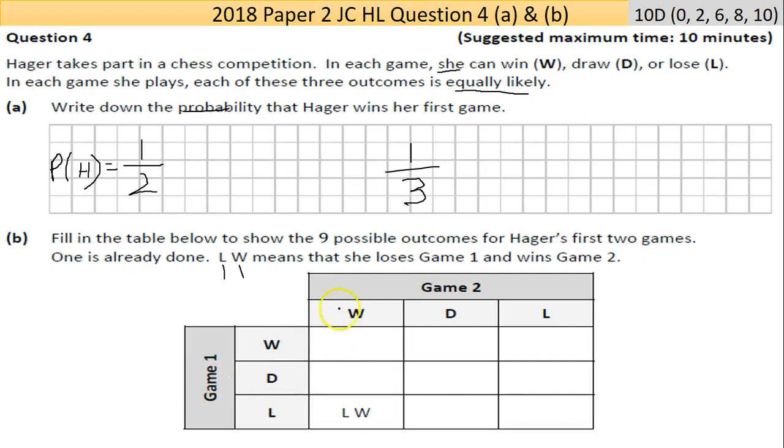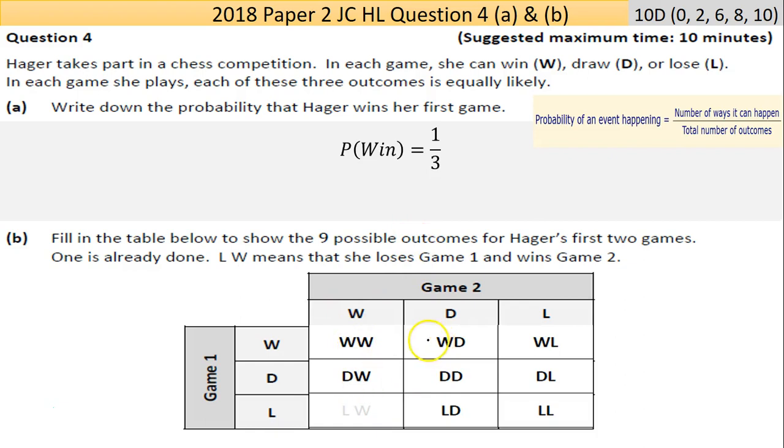So I'm just going to go to the answer and have them prettier. So you see here I have the formula for probability, but that's loss, win. Now that was the one we were given. So she could win game 1, win game 2, win game 1, draw game 2, win game 1, lose game 2. She could draw game 1, win game 2, draw game 1, draw game 2, draw game 1, lose game 2.